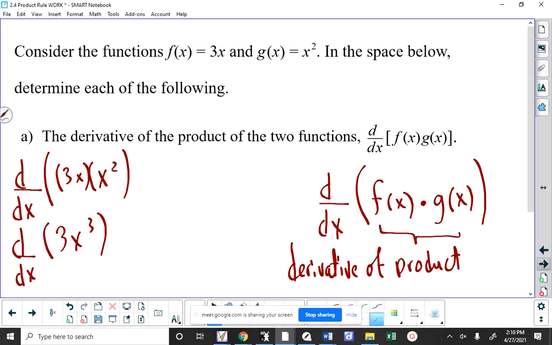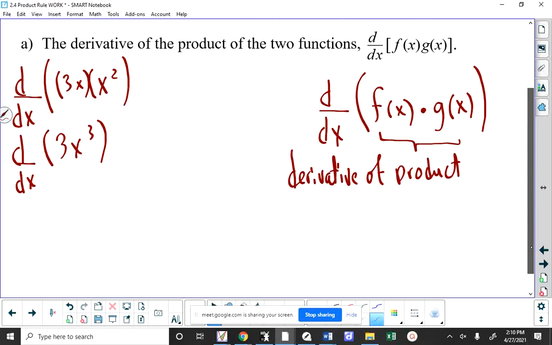In other words, the product of those two functions is 3x cubed. And we certainly have the ammunition in our weapons that allow us to find the derivative of this. This is equal to 9x squared. So just by picking those two random functions that I chose, the derivative of the product is 9x squared. Are you with me? We're okay with that?